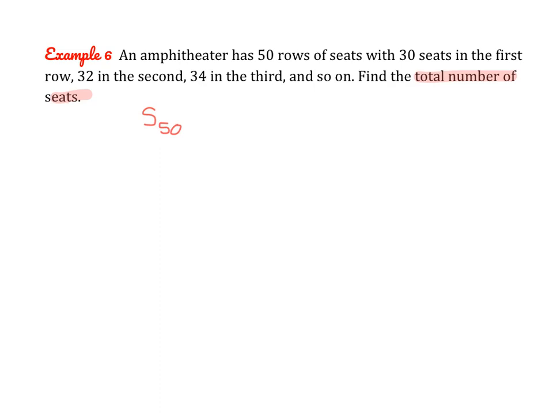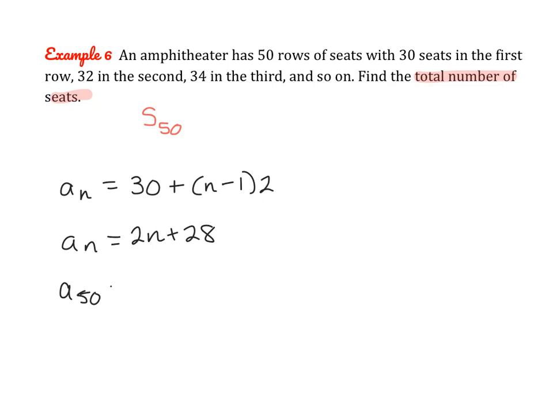So first we need to find a way to describe the sequence that's going on. It is arithmetic because you can see each time they're adding 2 seats. So we could say a sub n equals 30 because there's 30 seats in the first row plus n minus 1 times 2, which is the common difference. So a sub n is 2n plus 28, so that's the sequence that represents the number of seats in each row. So that means that we can use this to find out how many seats are in the 50th row. So there are 128 seats in the 50th row.